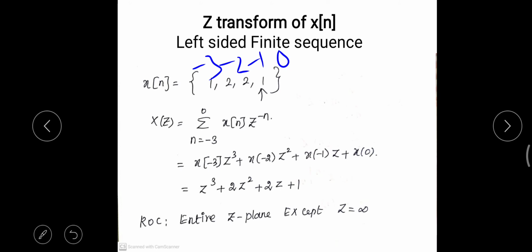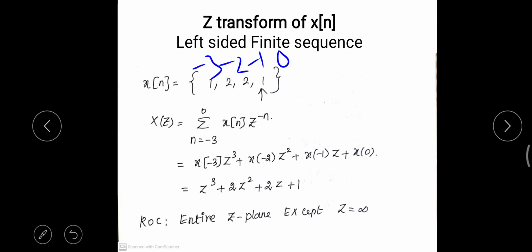Now you can expand the summation. You can substitute the values of x of minus 3, x of minus 2, x of minus 1 and x of 0. After substituting, you get the x of z polynomial. So finally I am getting z power 3 plus 2z square plus 2z plus 1. This is my final x of z.